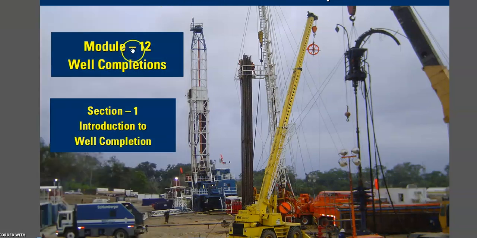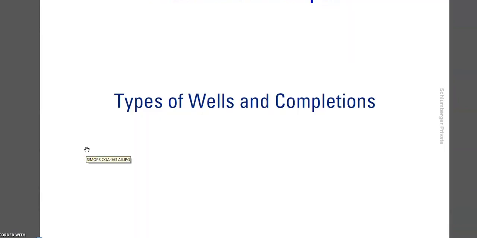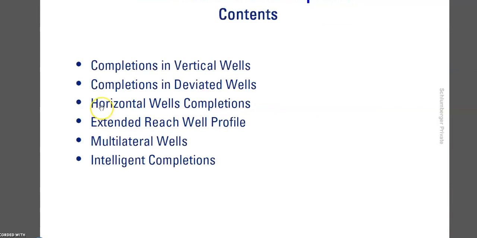So let's start with the first lecture, which is the introduction of well completion. Let's start with the types of wells and completions. As you know, we have many types of wells. We have vertical, deviated, and horizontal wells. So we'll talk about the completions in vertical wells, completions in deviated wells, and horizontal wells completions. Then we'll talk about the extended reach well profile, multi-layer wells.